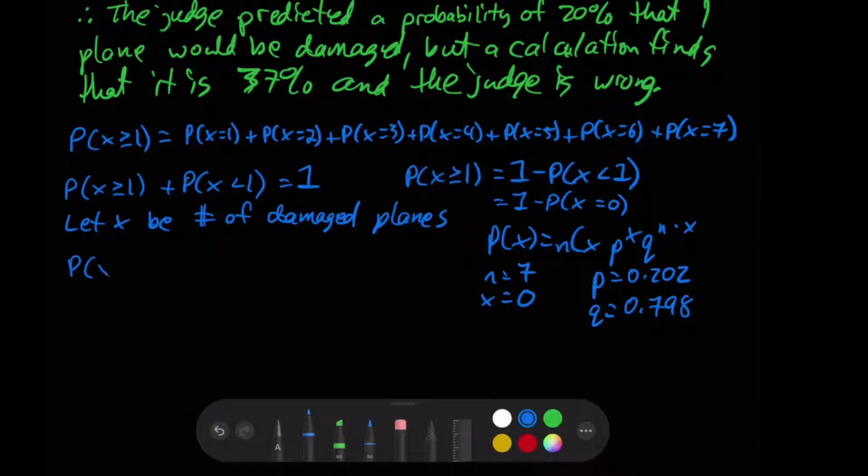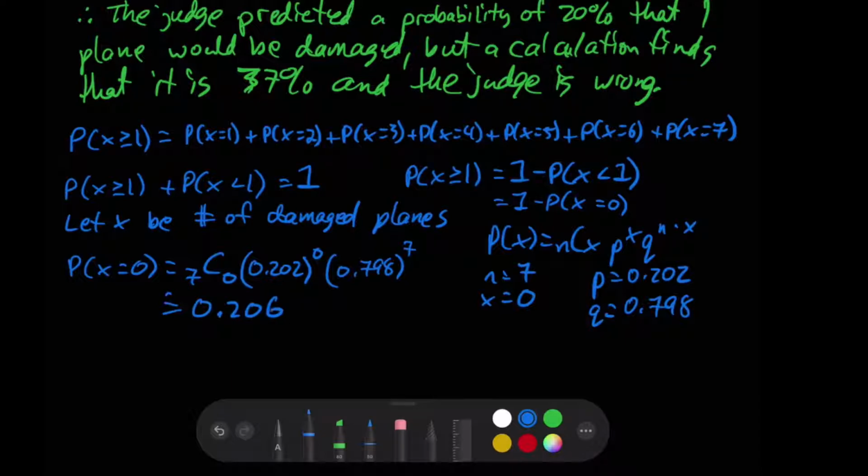Let's calculate. Probability that x equals 0. Probability that no planes will be damaged is equal to 7C0. Success is 0.202 to the power of 0. And failure is 0.798 to the power of 7 minus 0, which is 7. Let's calculate and see what we get. And we get a value of approximately 0.2061, or approximately 20.6%. So therefore, the probability of no damage is about 20%.